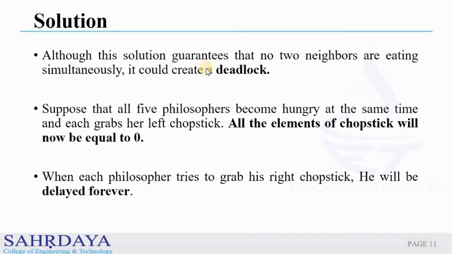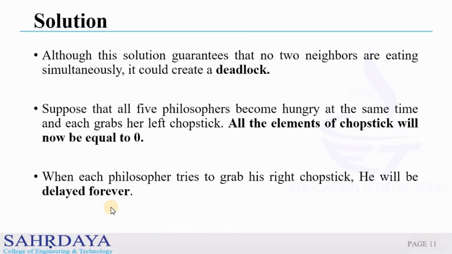Although the solution guarantees that no two neighbors are eating simultaneously, it could create a deadlock. Suppose that all the 5 philosophers become hungry at the same time and each grabs her left chopstick. All the elements of chopstick will now be equal to 0. When each philosopher tries to grab his right chopstick, he will be delayed forever.